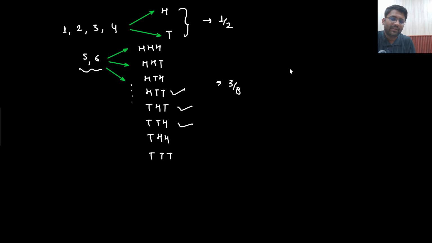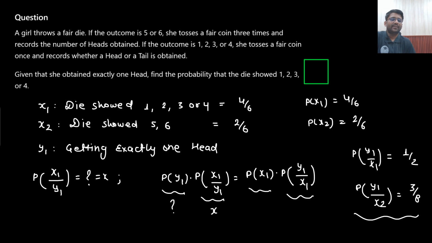So let's try making the diagram. x1 is there, x2 is there. Probability of getting x1 is 4 by 6. Probability of transmitting x2 is 2 by 6. That means you are tossing one fair coin or you are tossing 3 fair coins. Here you are tossing one fair coin and here you are tossing 3 fair coins.